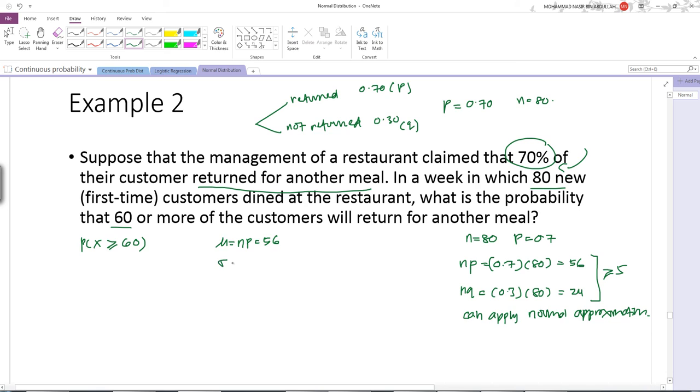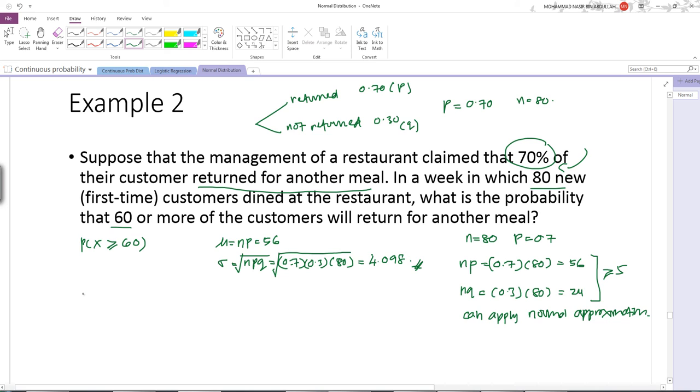Our sigma is equal to the square root of NPQ, which is equal to 0.7 multiply with 0.3 multiply with 80. So this one should be what? This is 4.098. Can you calculate to confirm this one?